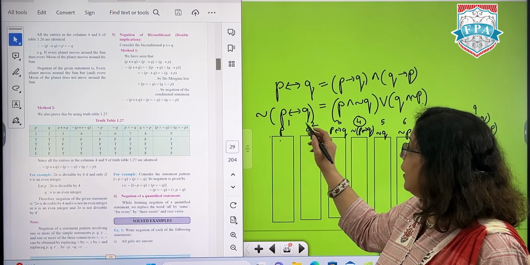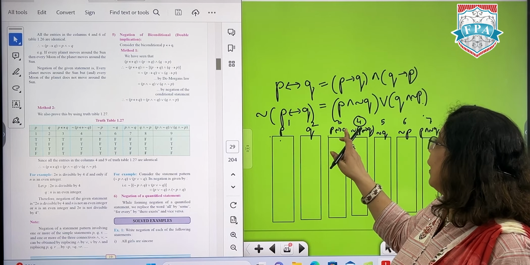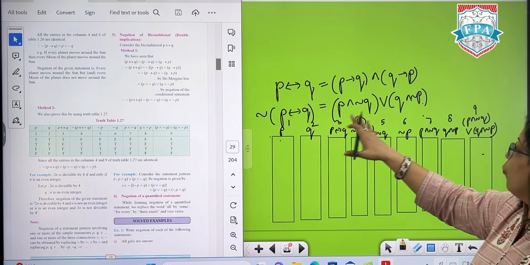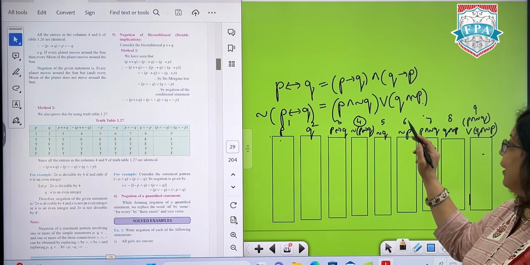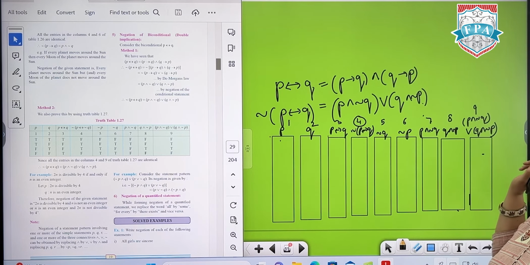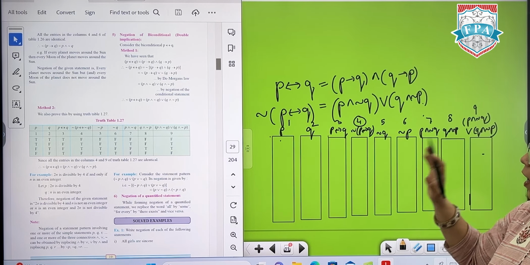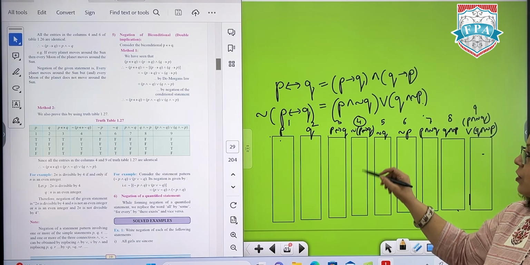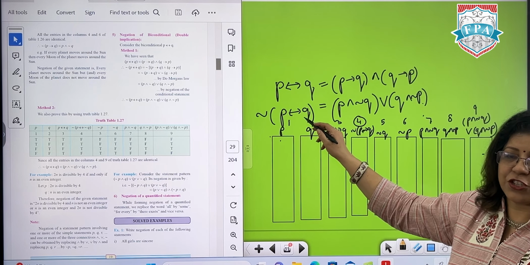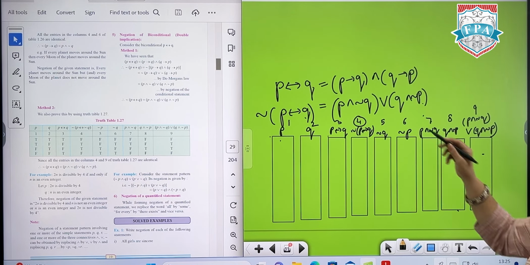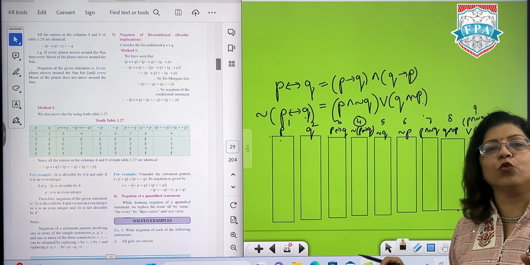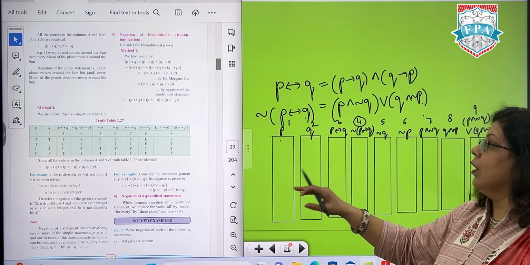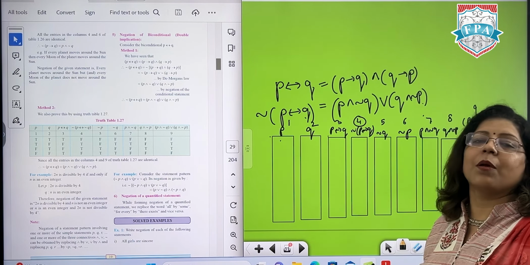First one is your P, Q, P to Q, and then we are having negation of P to Q. ये हमारा पूरा left hand side है. इसके बाद we'll move to the right hand side. P and negation of Q and Q and negation of P, and then OR. To prove this logical equivalence, ये जो 4th column हमारा आ रहा है, which is negation of P to Q, which is the left hand side representation, and the 9th column जो हमारा right hand side का representation है, this should be same.